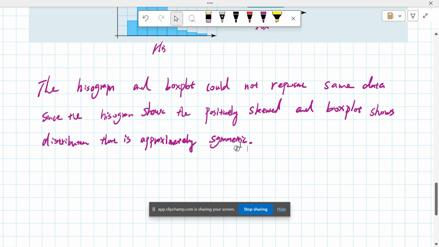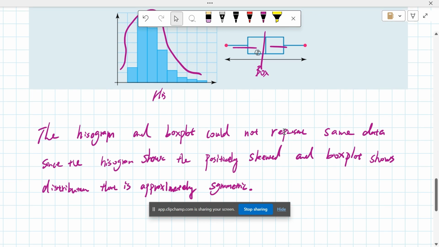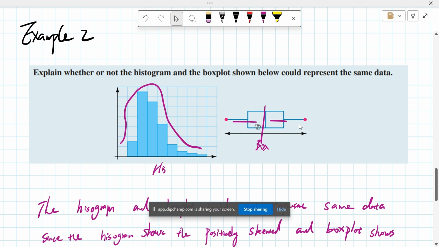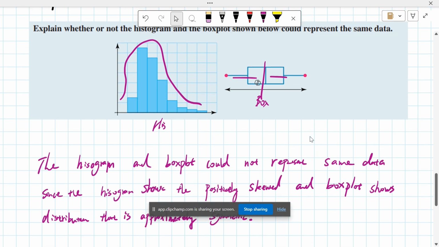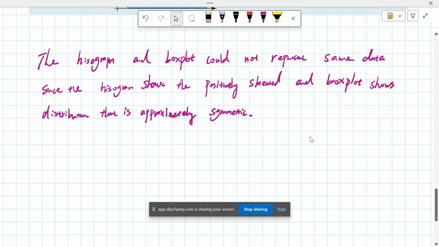So then you can say those two are not going to be similar. So you can say it in the middle and clear. So that's why you cannot rely on both the histogram and box plot for the same data. That's what they actually want you to try to understand.